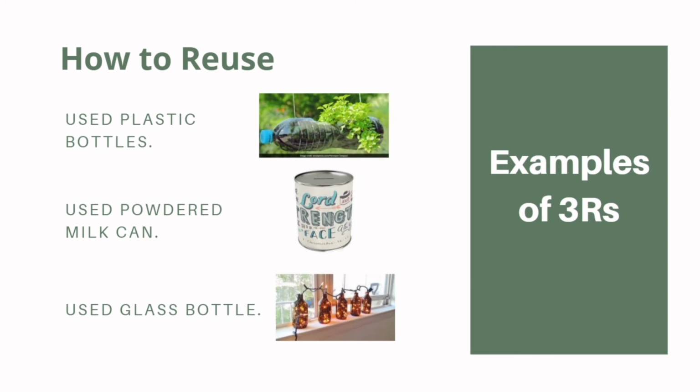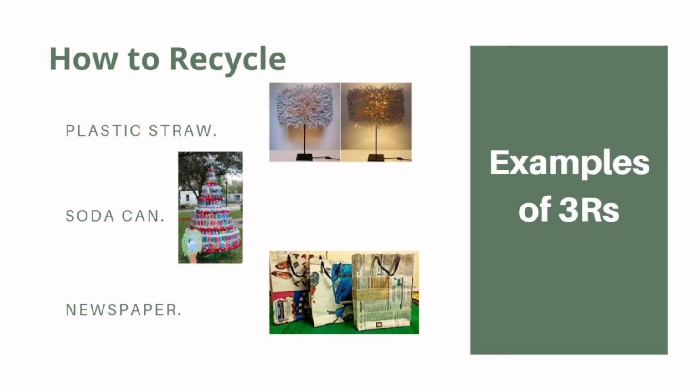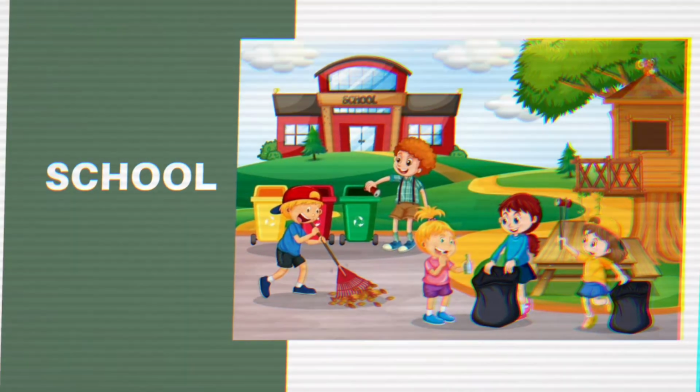To reuse some materials that we are about to throw, we can instead use it again for something useful like plastic bottles. We can use it as a plant pot. The powdered milk can, we can use it as a coin bank, or used bottles, we can make it as lantern. And lastly, recycling. We can use plastic straw to make it as a desk lamp, soda can to make a Christmas tree, or old newspapers to make a paper bag.